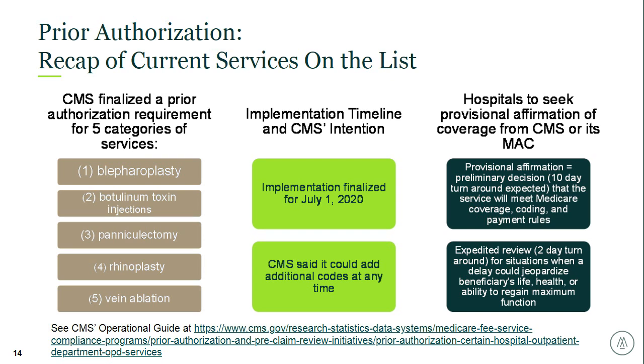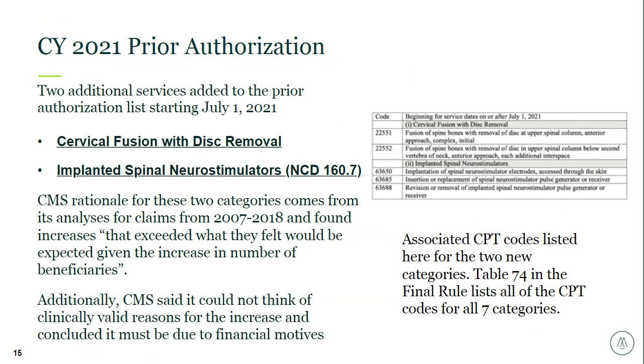If a delay would jeopardize health, life, or function, then there can be a 2-day turnaround, but typically it's a 10-day turnaround. So they're expanding this, very much expected. This coming July 1st, they're going to add cervical fusion with disc removal, as well as implanted spinal neurostimulators to the list. And I expect we're going to continue to see over time the expansion of procedures added to the mandatory prior authorization program, but only for outpatient hospitals.